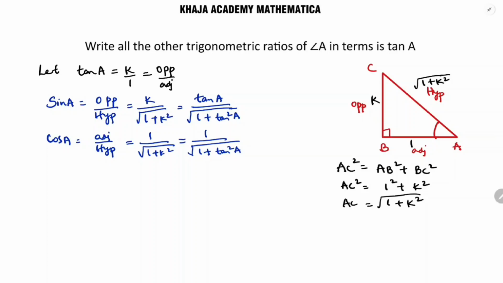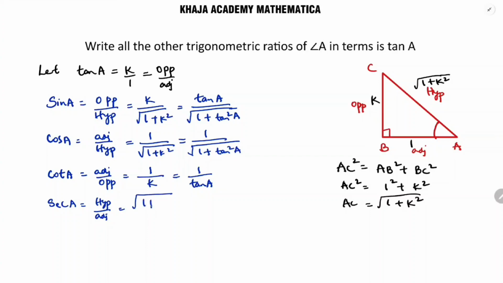Then I'll go for cot. Cot A is adjacent by opposite. So adjacent is 1, opposite is k. So in place of k I'll write tan A. Next, sec A is hypotenuse by adjacent. Hypotenuse is under root 1 plus k square by 1. So under root 1 plus, in place of k I'll write tan A, so k square will be tan square A.